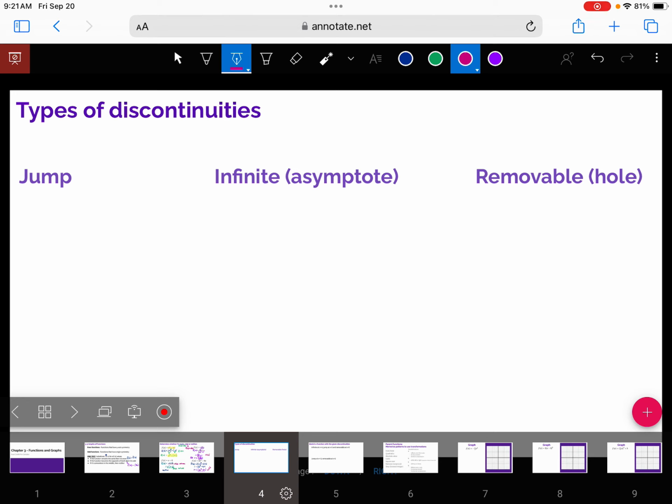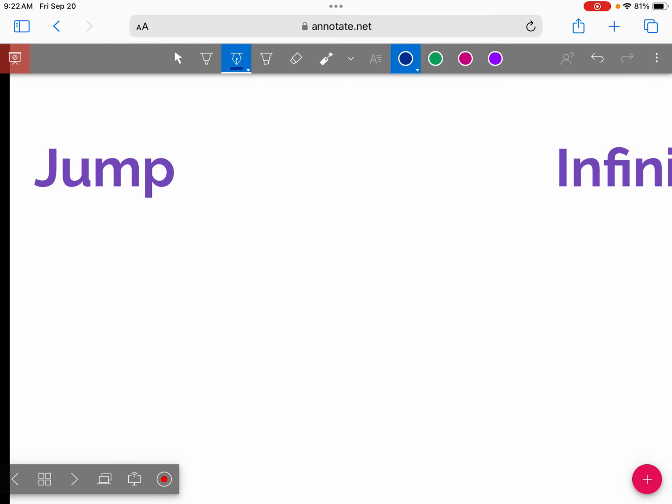And we have 3 different kinds of discontinuities that we tend to use in math. We have a jump discontinuity. We have an infinite discontinuity, which is also called an asymptote. Or a removable discontinuity, which we will call a hole. So a jump discontinuity, I like to think of it as kind of like a teleport.